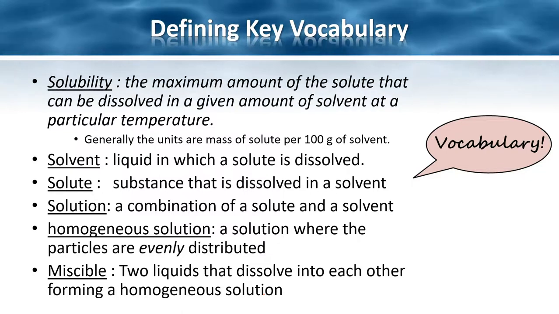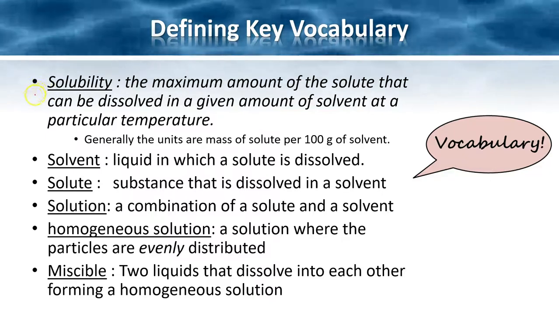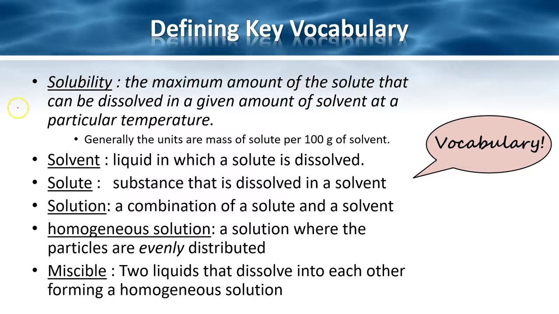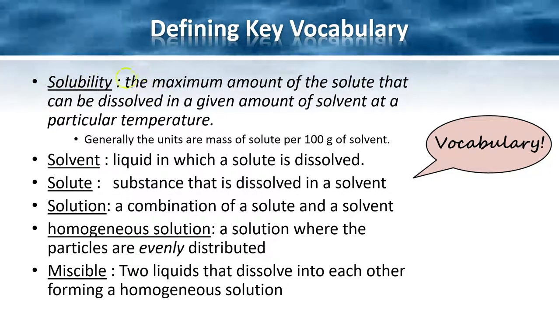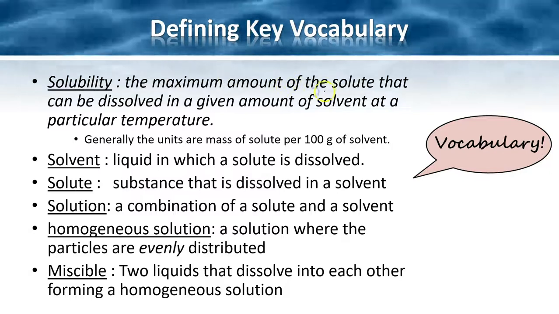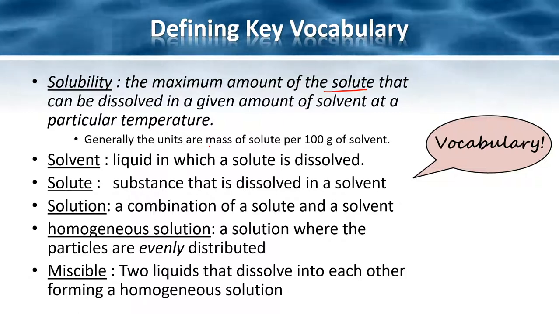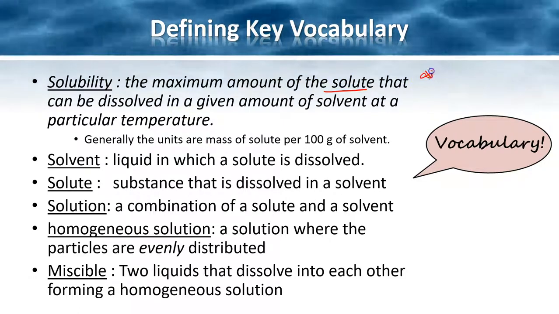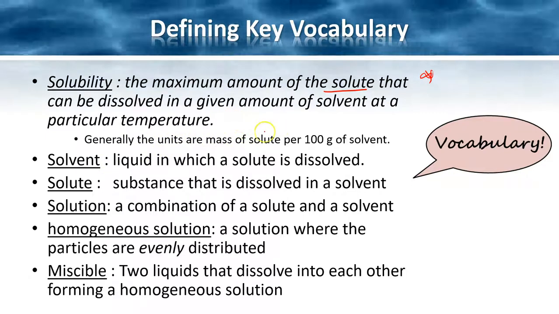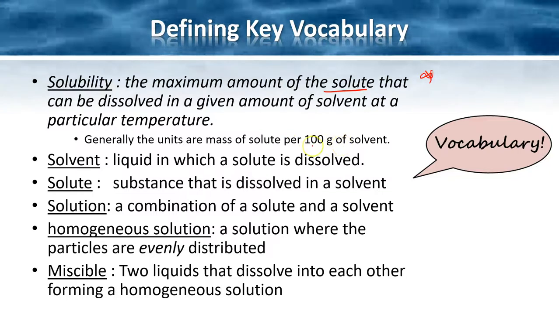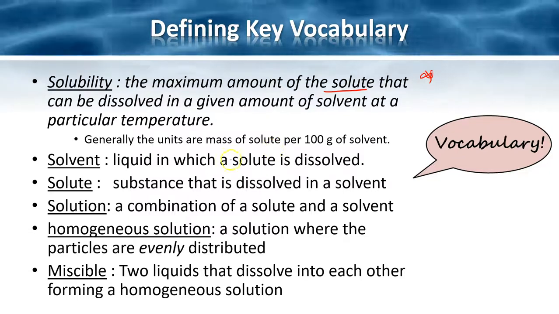So the key vocabulary we need is, of course, solubility. In order for us to make a solution, the solute must be soluble in the solvent. Solubility is the measure of the maximum amount of solute that can be dissolved in a given amount of solvent at a particular temperature. We will look at this in more detail later on, but its units are generally the mass of solute per 100 grams of solvent in chemistry.